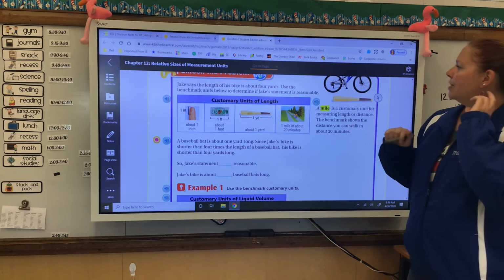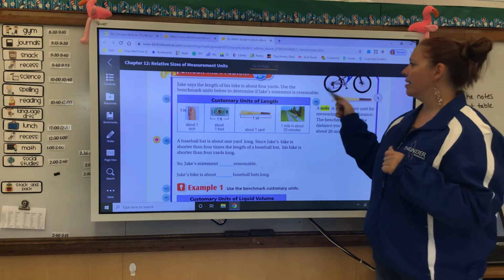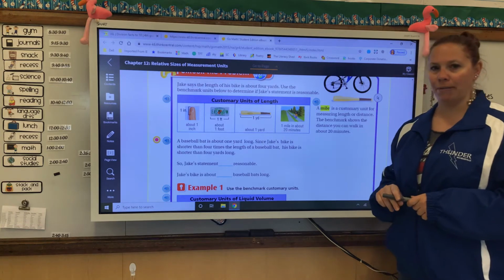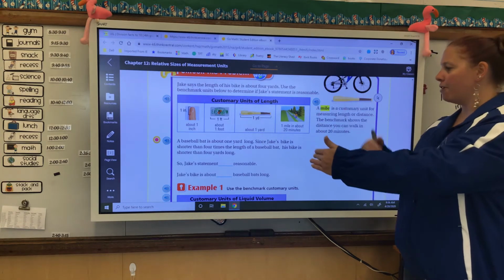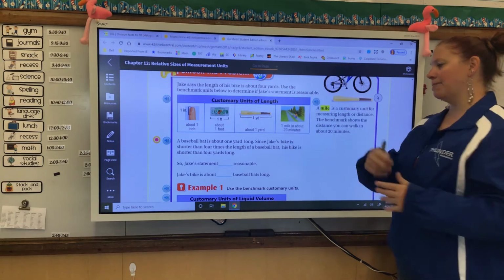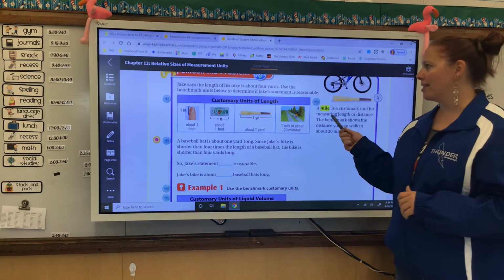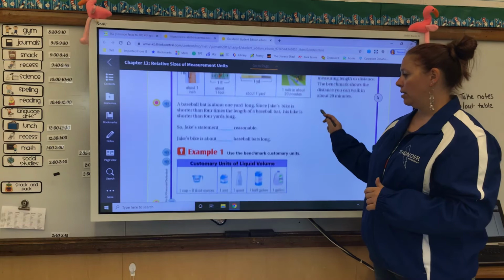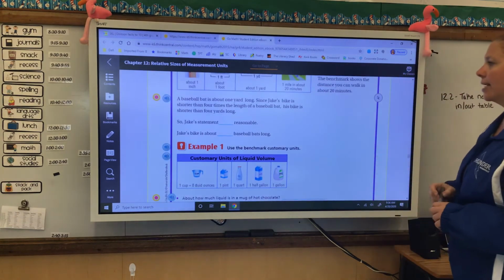So they want to know about Jack's bike, okay? Is his bike about 4 yards? Well, if 1 yard is a baseball bat, and you lay 4 of those baseball bats back to back, do you think that is a reasonable estimate for his bike? Okay? What do you think?